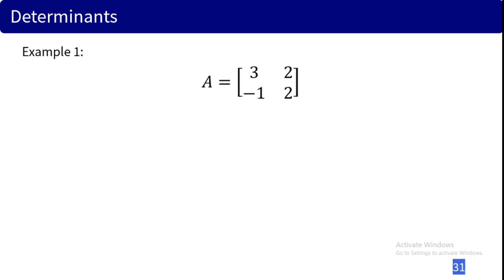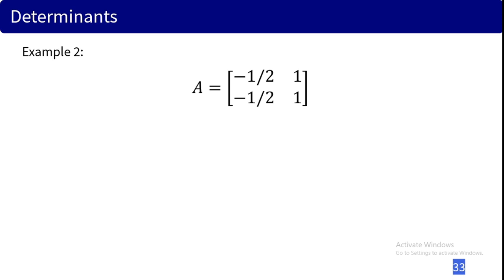All right, so let's take a look at a few examples of obtaining determinants. We can see here on the first example, a matrix with these elements 3, 2, -1, and 2, and therefore we obtain the determinant by multiplying 3 and 2. So this is our main diagonal, and we subtract the product of 2 and -1, and therefore we have our determinant equal to 8.